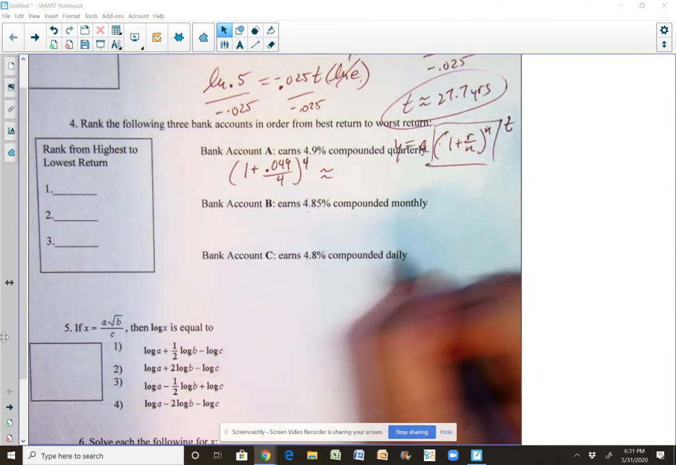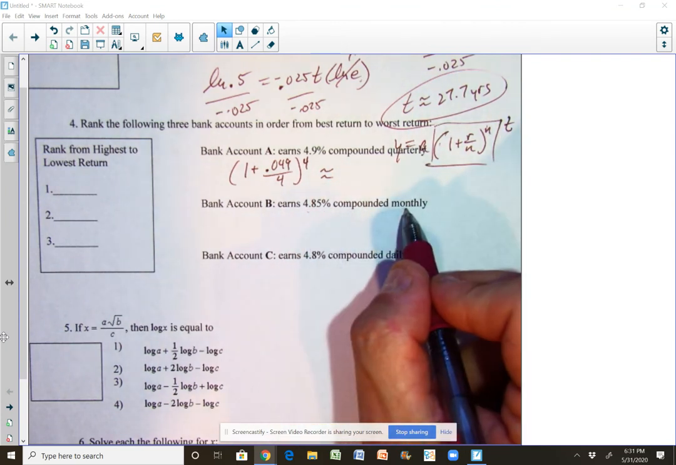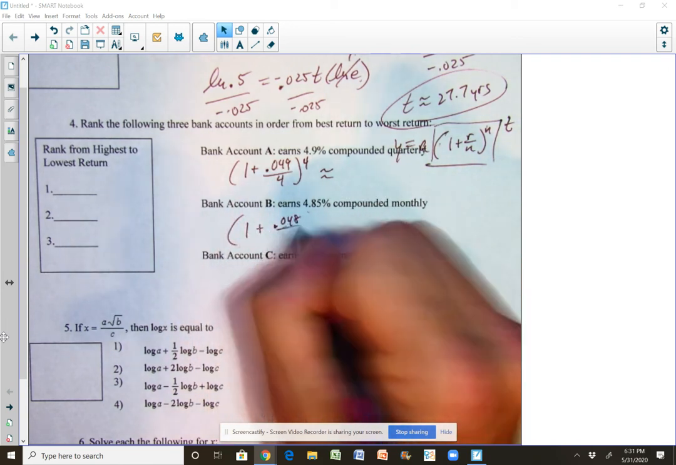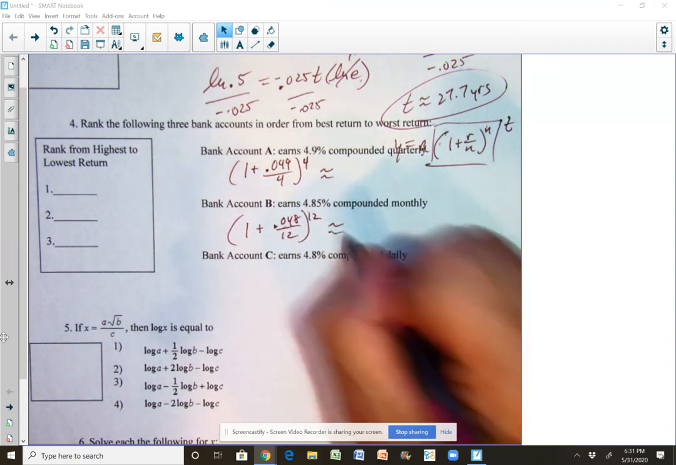This is 4.85% monthly, so it's a lower percent rate, but it happens more often during the year. So 1 plus 0.048 divided by 12 to the 12th. And then what does that decimal come out to?